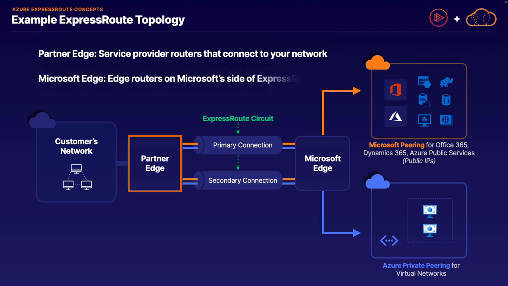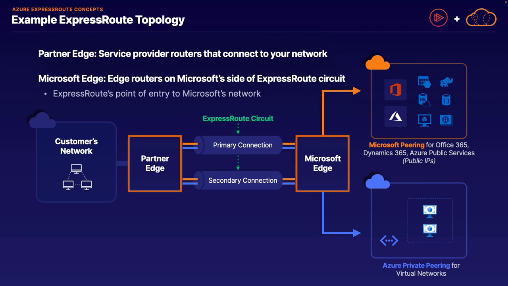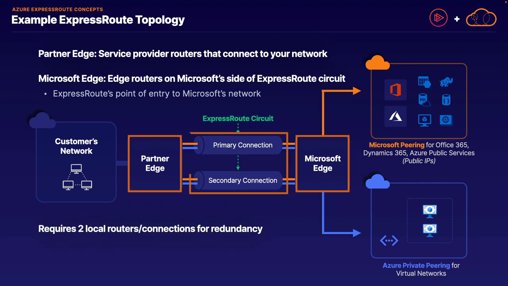Our next component is the Microsoft Edge, which is the Microsoft-owned edge routers on Microsoft's side of the ExpressRoute circuit. And these Microsoft edge routers are essentially the hopping off point going from the public internet directly onto Microsoft's private backbone. And then between the partner edge routers and Microsoft's edge routers, we have our ExpressRoute circuit in the middle. In the connectivity partner models, these are handled by the partner. However, these are typically two separate connections from the partner edge to the Microsoft edge that provides our active redundancy.